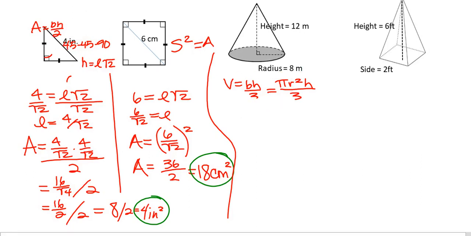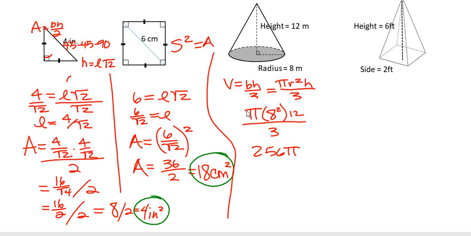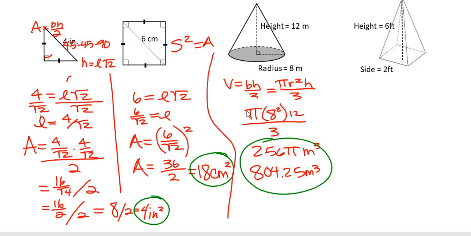So now we're just going to put these values into our formula. So we've got pi times 8 squared times our height, which is 12, and divide all that by 3. So when we do that, we get 256 pi, and that would be meters cubed. And again, it's meters cubed because it's volume. Now if we multiply by pi, we're going to get 804.25 meters cubed. So those are our 2 answers for our volume of our cone.